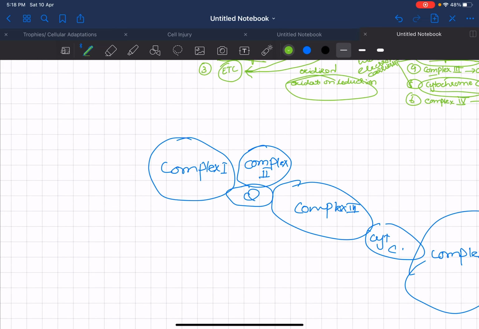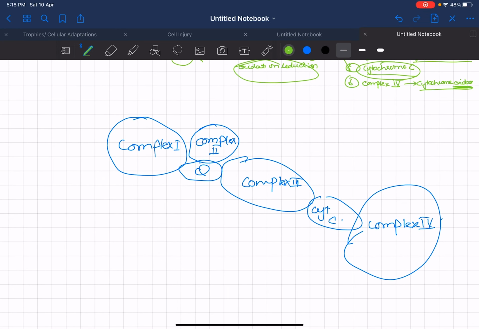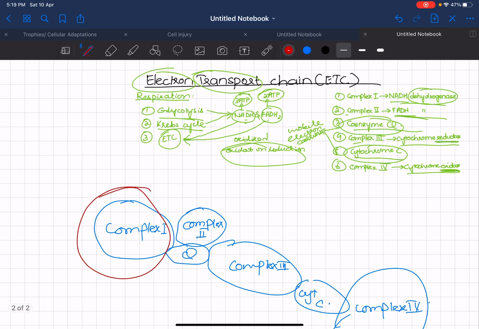Okay, moving on further with our topic. Now we're going to be discussing the diagram of this ETC. We have complex 1, 2, 3, and 4, and in between we have the coenzyme Q and the cytochrome C here, right? We have discussed all of that in detail. We are going to be discussing them in detail right now. So let's move on with our answer. First of all, what is this? Complex number 1.